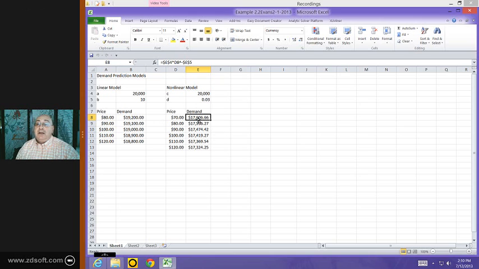Okay, but in both cases, as the price increases, the demand decreases. Again, this shows the difference between absolute and relative. If we're going to go back and refer to a column, we will use absolute and we will use the dollar sign.